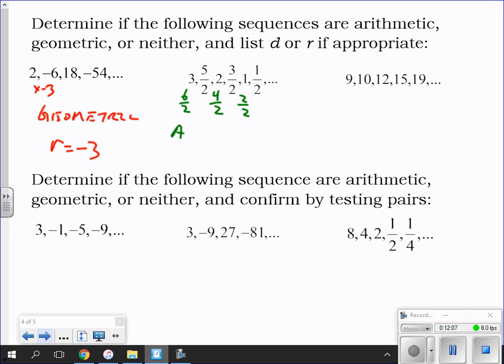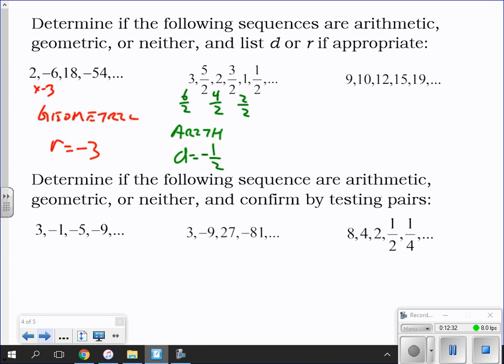I am. This is arithmetic. And the thing that I'm adding each time is -1/2. 6/2 plus -1/2 is 5/2. 5/2 plus -1/2 is 4/2. And so on. So my next number would be 0, and the number after that would be -1/2, and the number after that would be -2/2 or -1, and so on.